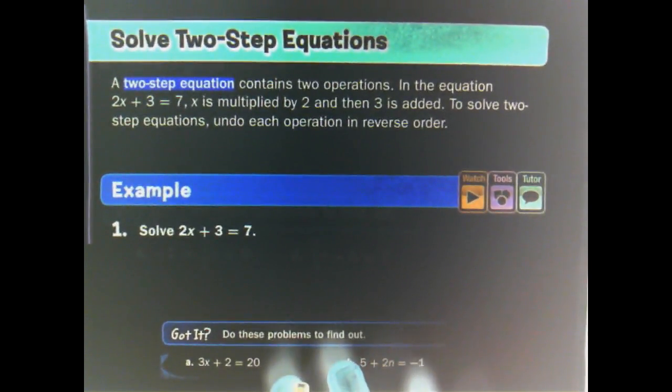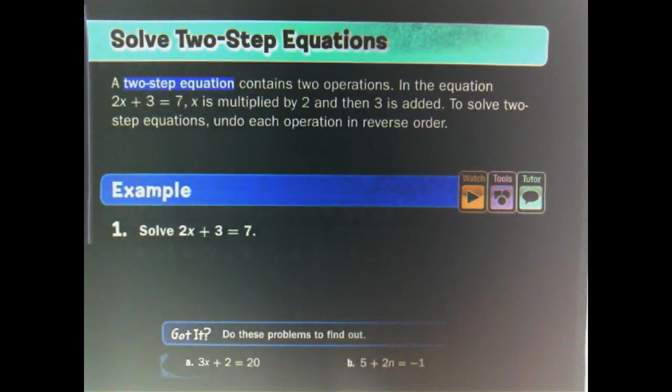So here, a two-step equation contains two operations. In the equation 2x plus 3 equals 7, x is multiplied by 2, and then 3 is added. So in order to solve a two-step equation, we must undo each operation in reverse order. Remember, we want to get x by itself. So we're going to use PEMDAS except in reverse.